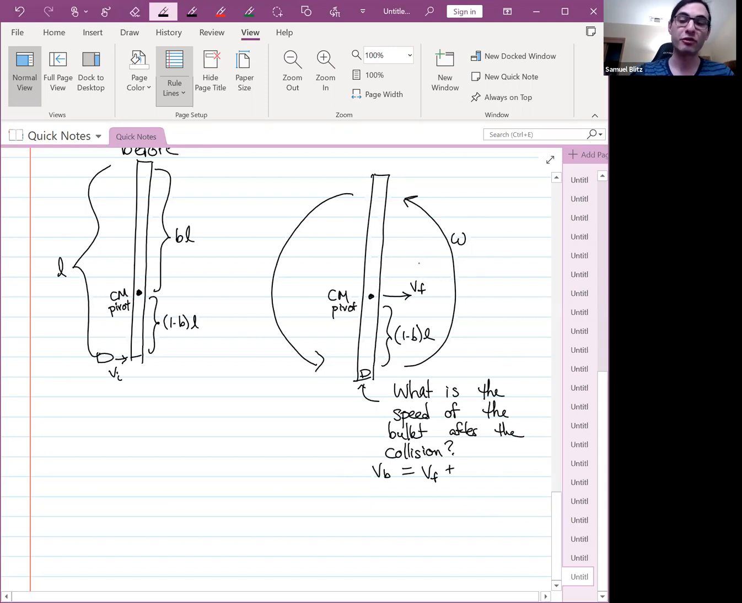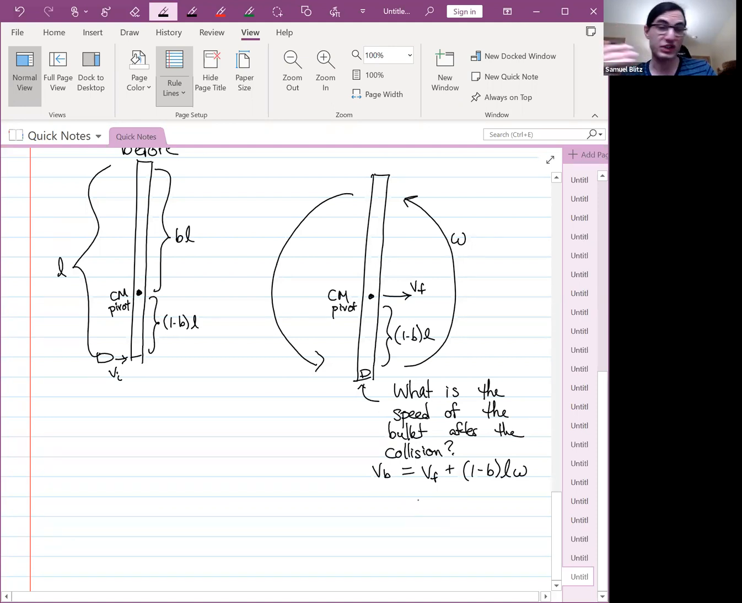So the bullet is moving faster than the center of mass because it's also rotating, right? It gets an extra kick. And we can relate that to the angular speed by just noting that it's rotating at some rate around the center of mass. And we know the distance that it is from the center of mass. It's (1 minus b) times L, and we know the rate at which it's rotating around. So we just add them. So here we have (1 minus b) times L omega. This is that v equals r omega. Again, this term accounts for that one. And then the whole thing is moving as well. So that's going to be the speed of the bullet after the collision.